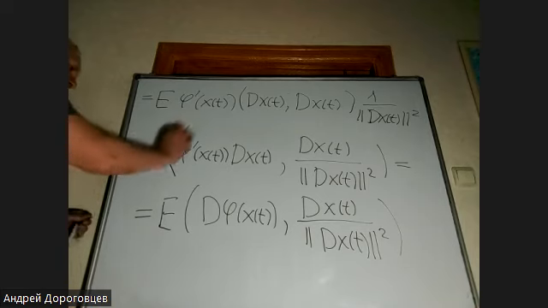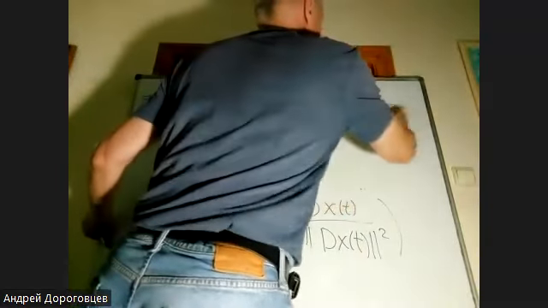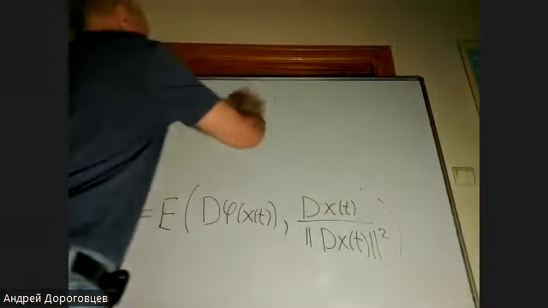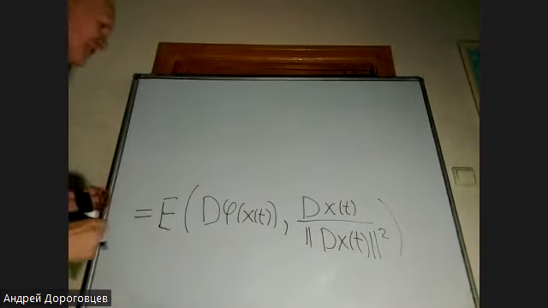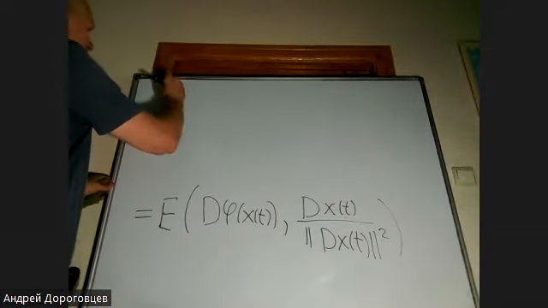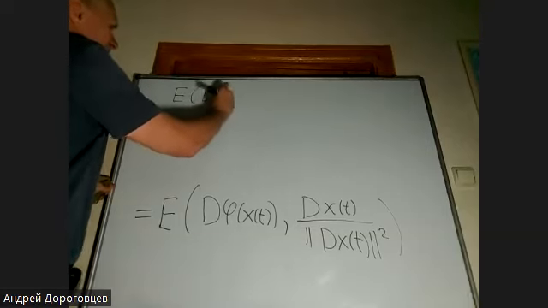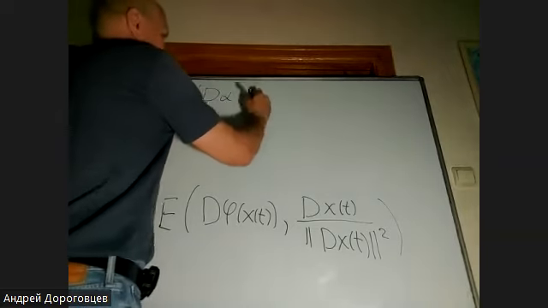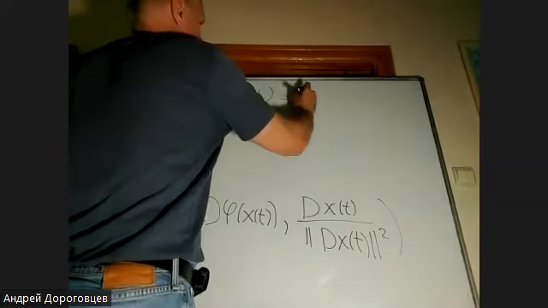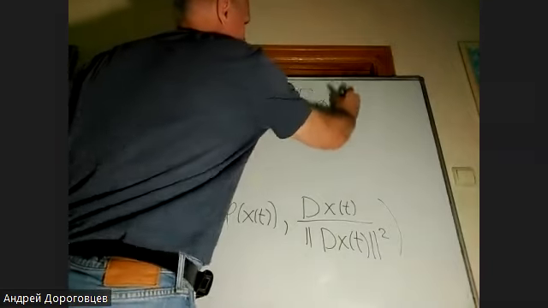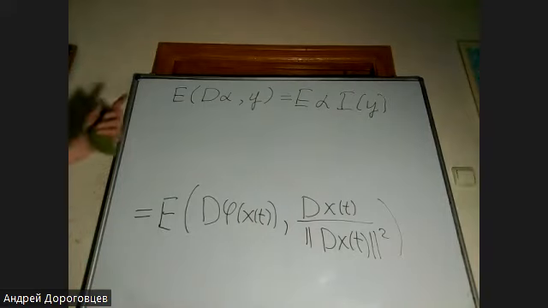Let me erase these intermediate formulas, and I will recall that the extended stochastic integral and stochastic derivative are connected as follows. If we have the expectation of the scalar product of d alpha multiplied with some random function y, then it is equal to the expectation of alpha multiplied by the extended stochastic integral of y, of course, if everything is well defined.